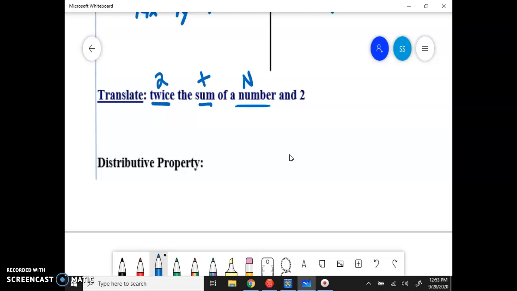All right, so how would we write this? The sum of a number and 2, that I would want to write like this, n plus 2, right? The sum of some number and 2, so this. And then if we want to do twice that, we're just going to take this whole thing and multiply by 2. All right, I think we'll get into distributive property in the next video.